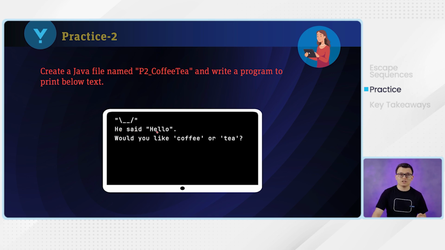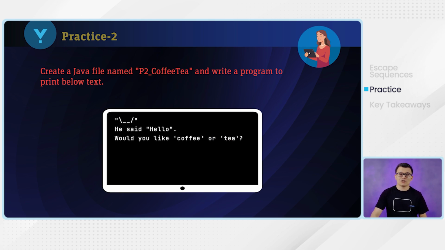And hello needs to be given within the double quote on the console, which means you need to print this double quote on the console as well. And then we need to print, would you like coffee or tea? And coffee and tea needs to be given within the single quote on the console. So let's work on this task.